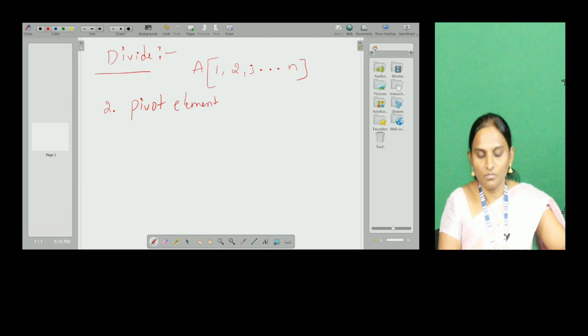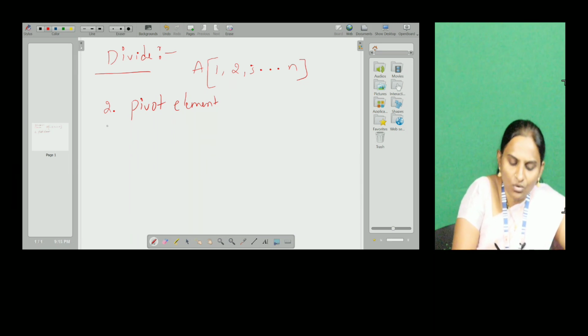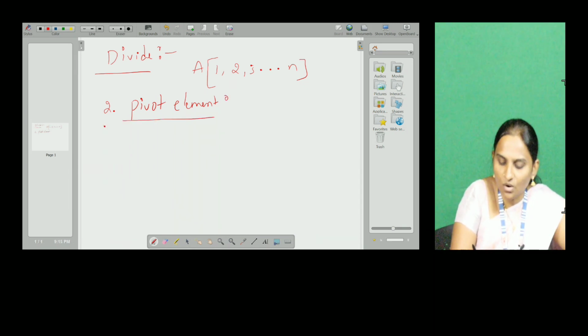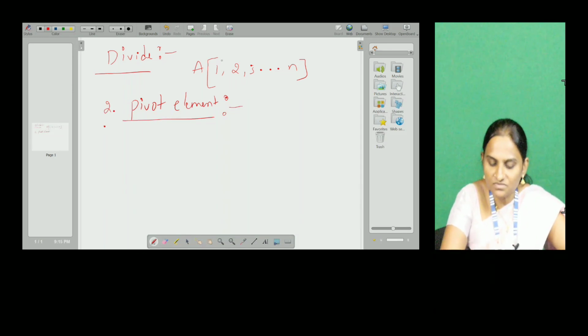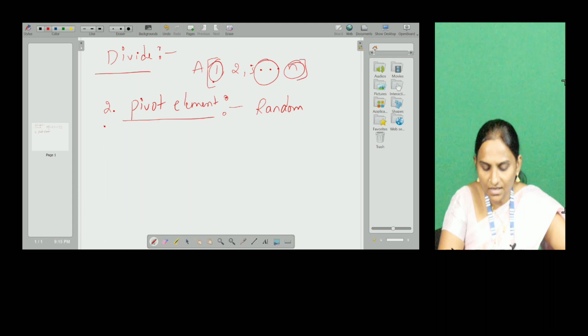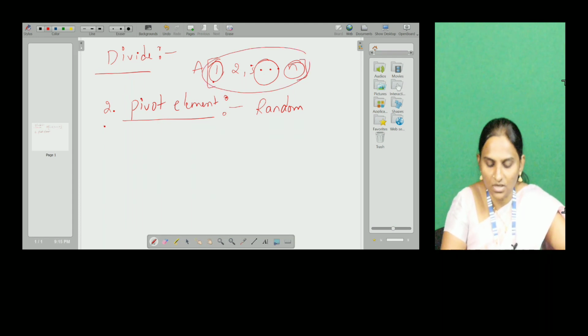From this list of elements, we have to pick one element that is called the pivot element. So how do we select the pivot element? We can pick the pivot element as the first element, or the last element, or the middle element, or any random element. As we wish, we can select any element from the list as the pivot element.